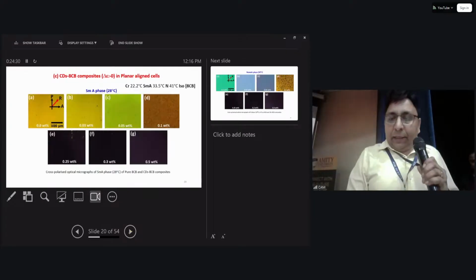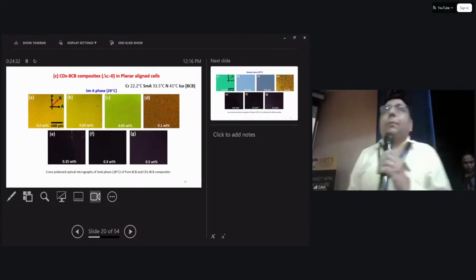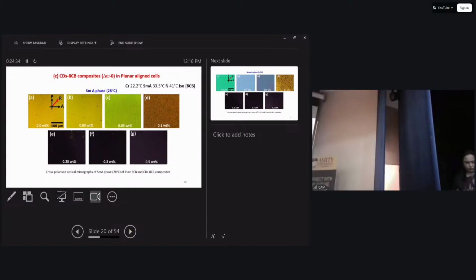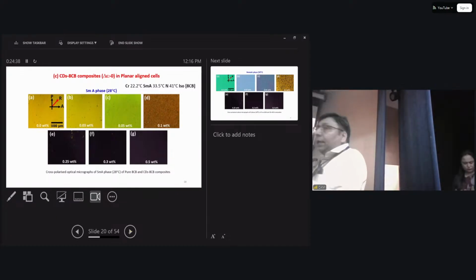This is for nematic. Let me go very quickly to the second sample, where we have nematic and smectic A phase both. This slide shows the smectic A phase. Again, I repeat, smectic A means it has a layered structure. You have nematic ordering, and then you have layer ordering also. So viscosity is going to increase, and when you have layers, it is also difficult to align them.